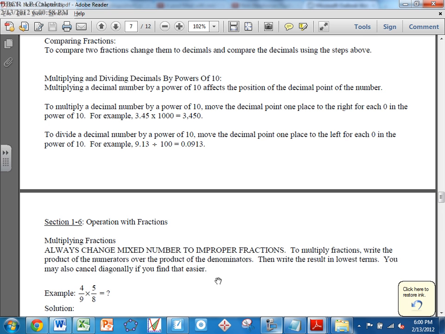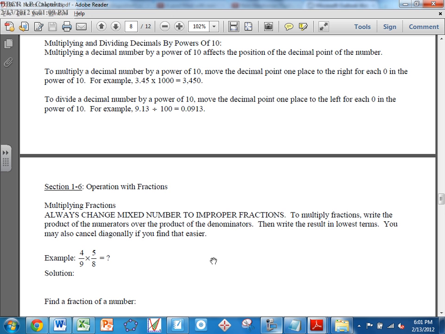If you need to convert to a decimal, just use your calculator. Comparing fractions, again, same thing. I highly recommend convert to decimals and then compare the decimal representations. Dividing and multiplying by powers of 10. Okay, it's very important that we understand what's going on here.